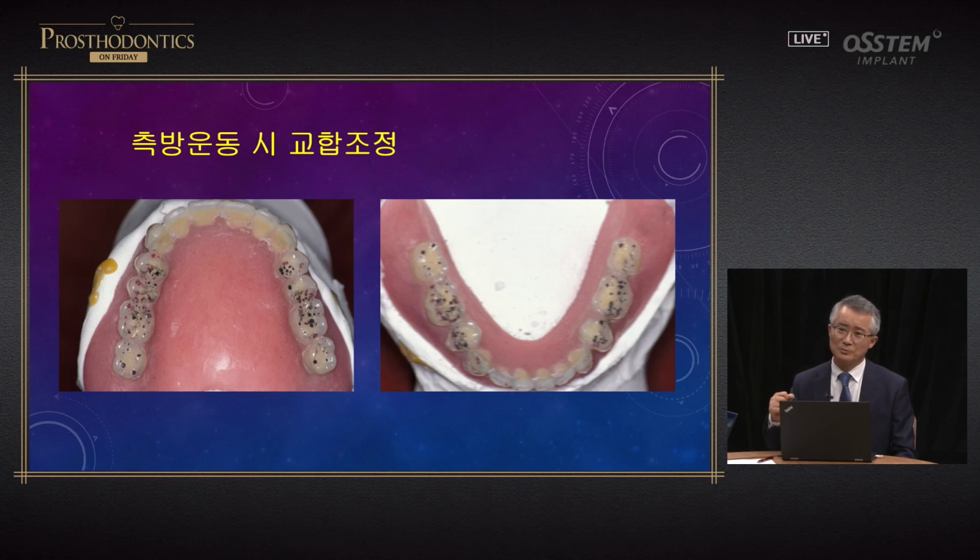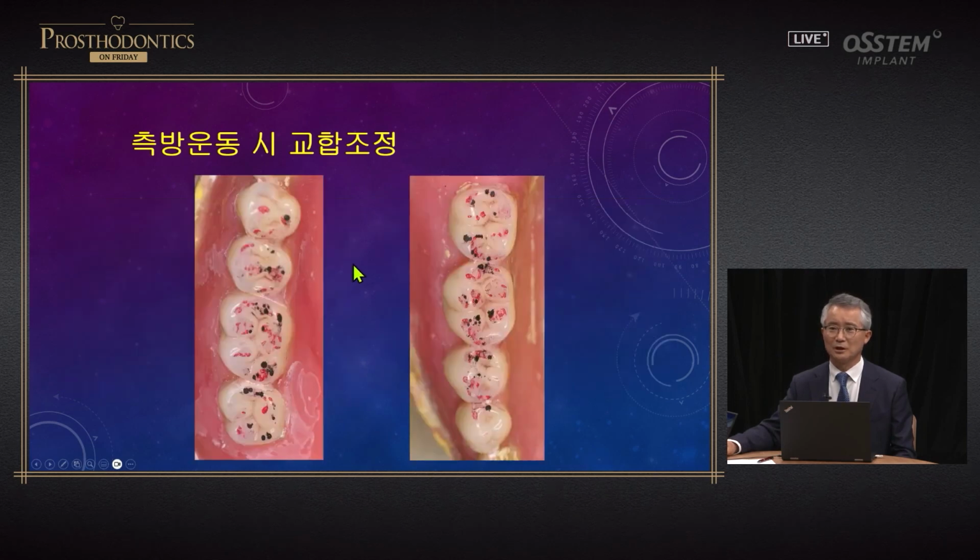If you provide restoration in this state, the patient will not be able to chew. CR is good, but the patient instinctively chews using lateral movement. That is why we need to adjust the lateral movement. We need to make adjustments on lateral movement.